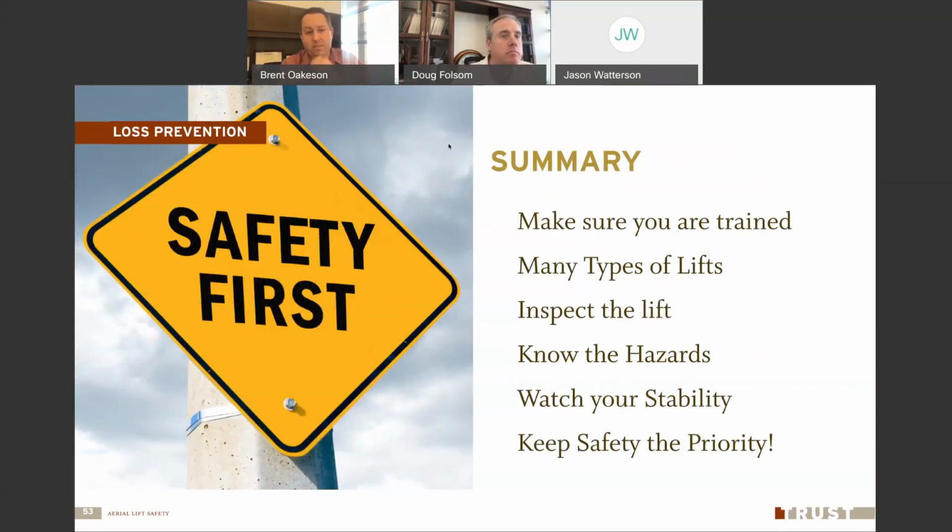There's many types of lifts. There's different models, there's different manufacturers. They're all different and they have different controls. Make sure you're familiar with the type you use, specific to that equipment, and get trained on it.